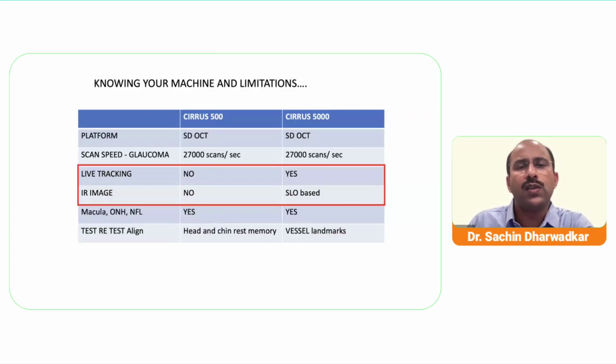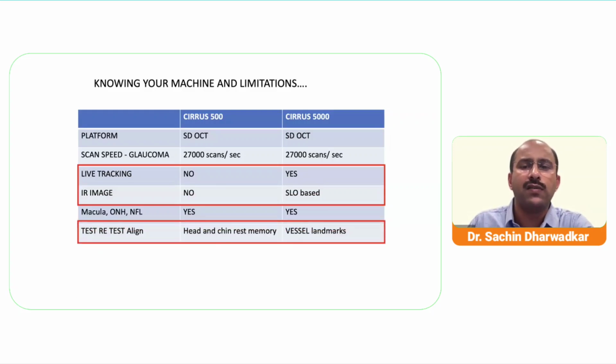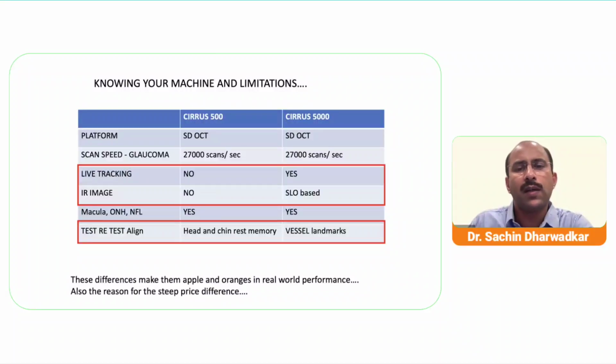Secondly, when you do a test-retest alignment in these two machines, you have a head and chin rest memory that is acting in the 500, whereas you have vessel landmarks and a torsional adjustment that is taking place in the 5000. Needless to say, the 5000 will be a better choice if I want to go ahead with glaucoma imaging rather than using a 500. Now, these are certain small things which physics teaches us, which are behind the curtain, which we need to really identify before we use the machine. Otherwise, we would end up abusing the OCT rather than using it judiciously. So these differences make them apples and oranges in real world performance, and also the reason for the steep price difference by changing just one zero in the model.